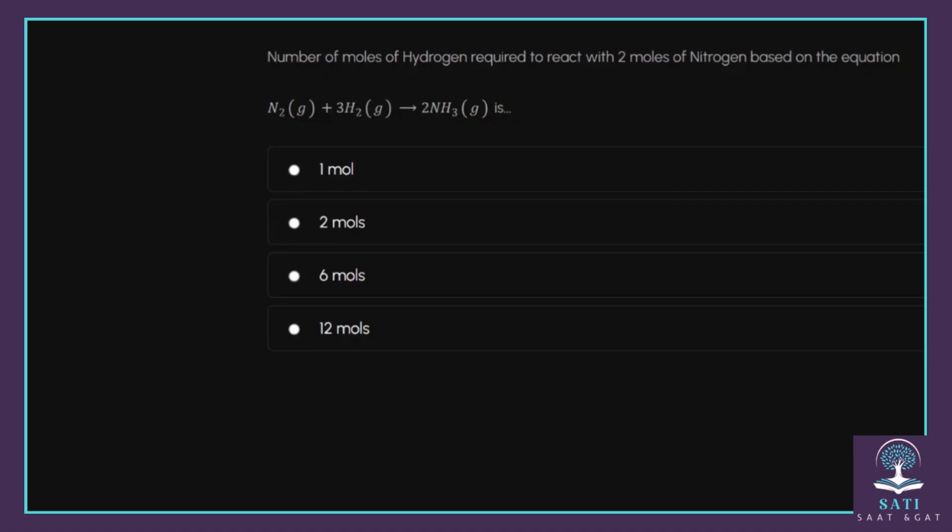And it's a balanced equation. How do I check if it is balanced? I have here 2 nitrogen, and here I have 2 nitrogen. Good. And I have here 6 hydrogen, and here I have 3 times 2, which is 6 hydrogen. So that means it's balanced.